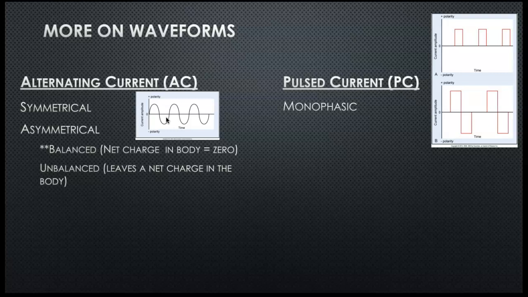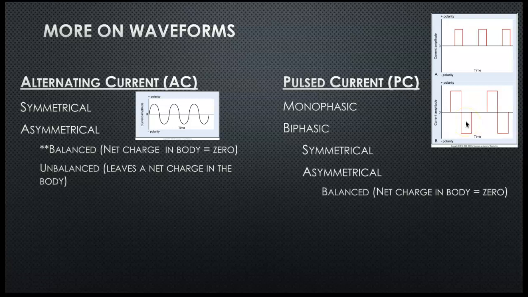Monophasic pulsed current, like we talked about up here. Biphasic pulsed current, like we talked about down here, right? The whole pulse goes into positive and negative, whereas in monophasic, the pulse only is going into the positive. So in pulsed current, your biphasics can be symmetrical, like they are here. They can also be asymmetrical. And again, if they're balanced, they leave zero charge in your body because the positive and the negative cancel each other out. If they're unbalanced, they leave a net charge in your body.